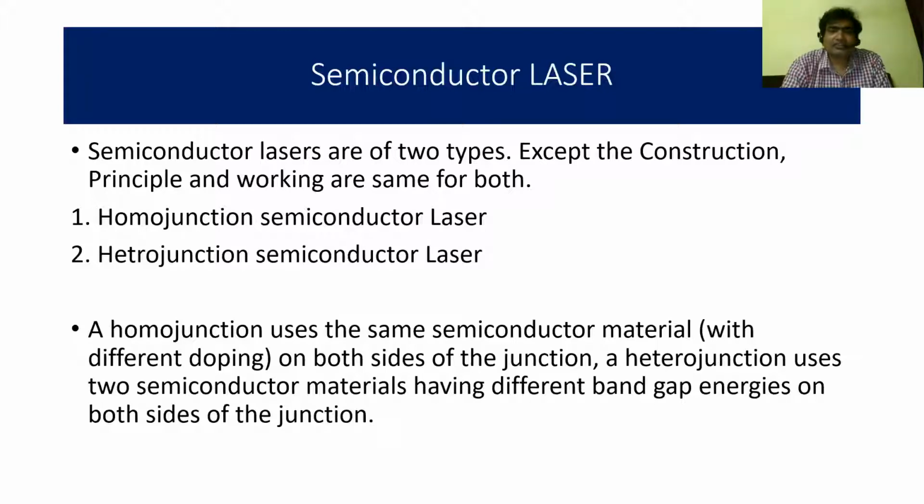A homojunction semiconductor laser uses the same semiconductor material on both sides of the junction, which means P material and N-type material are of same type of semiconductor but with different dopants. A heterojunction uses two semiconductor materials, which means P region is a different material and N region is different semiconductor material, having different band gap energies on both sides of the junction.